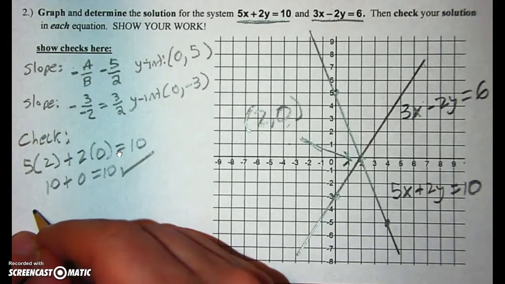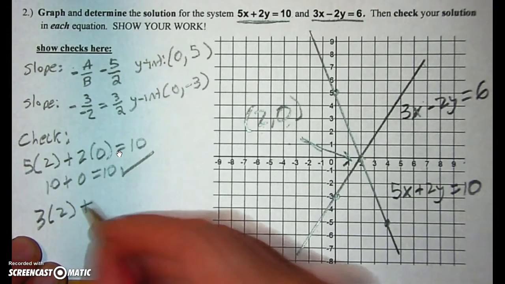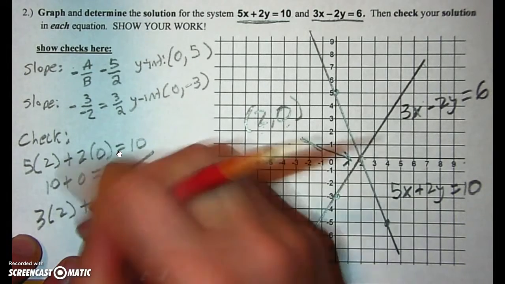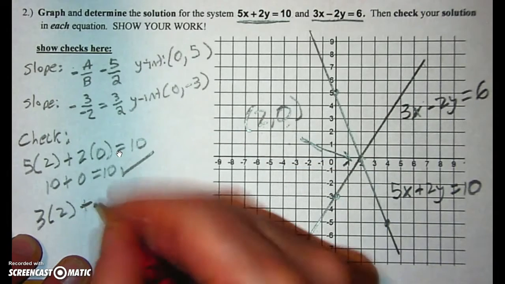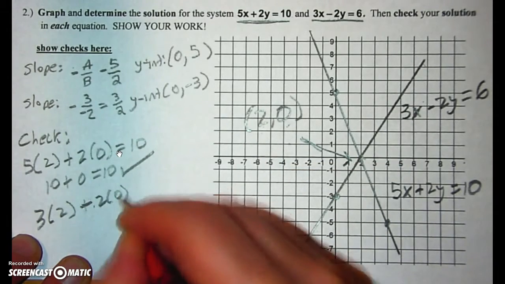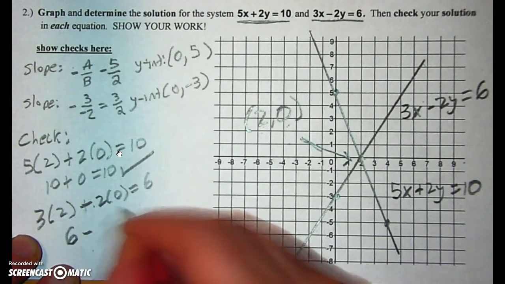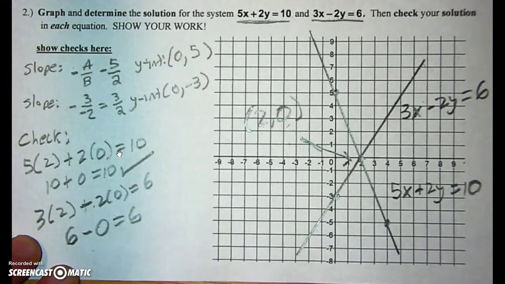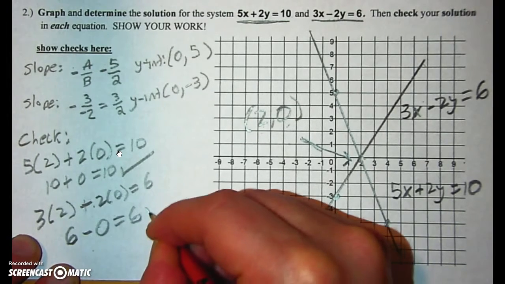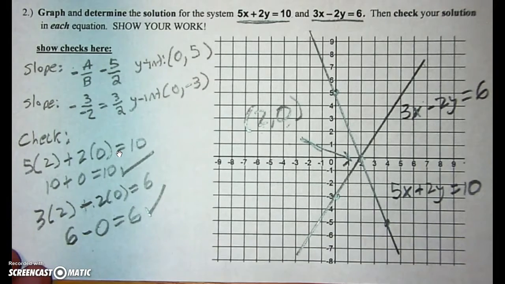Let's check our second equation now. 3 times 2 plus, sorry, not plus, minus, right? So we'll change that to minus 2 times 0, and that equals 6. 3 times 2 is 6, minus 2 times 0 is 0, equals 6. 6 minus 0 does equal 6. So we checked it in both equations. Our solution works in both equations, so we know we're right.